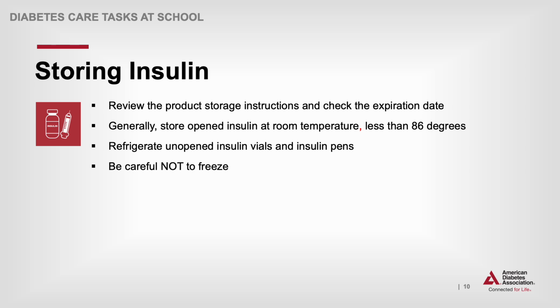Most open disposable pens or pen cartridges may be left at room temperature for less than 30 days, depending on the type of insulin and the type of pen or cartridge. Unopened vials should be stored in a refrigerator and are good until their expiration date.